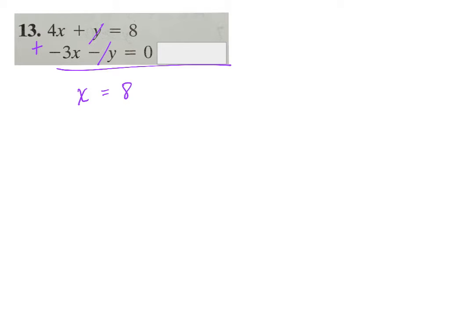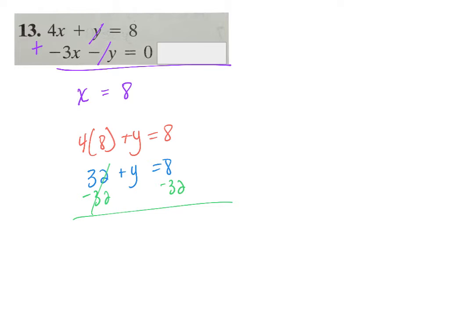Once you know that x is 8, you are going to plug it back in to one of your equations. It doesn't matter which one. So 4 times 8 plus y equals 8. If I go ahead and solve that, I get 32 plus y equals 8. Subtract 32 from both sides. Pay attention to your positives and negatives here. y is going to equal negative 24. And so my final answer is going to be (8, -24).